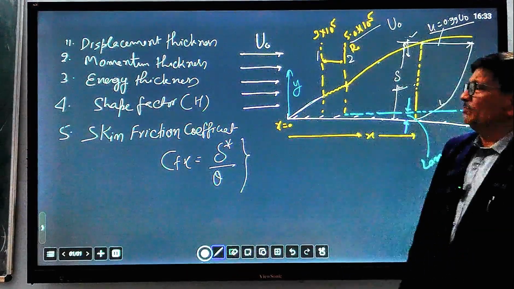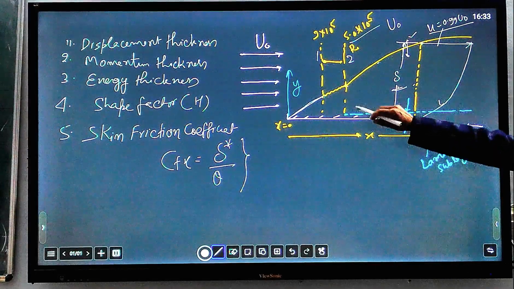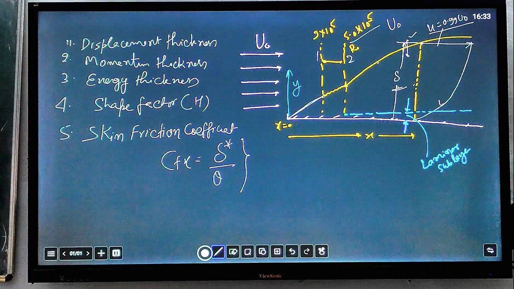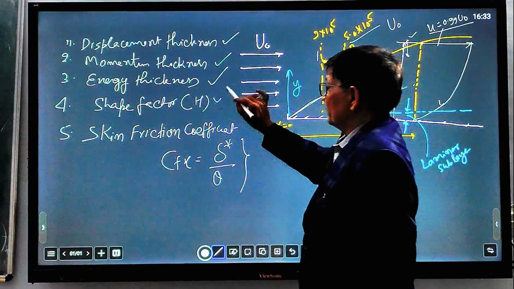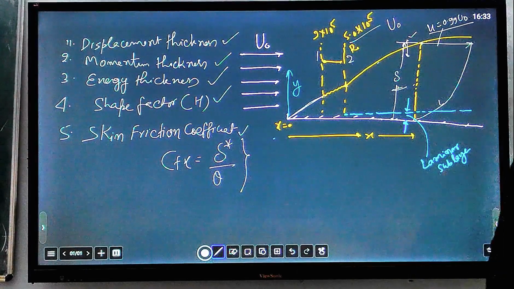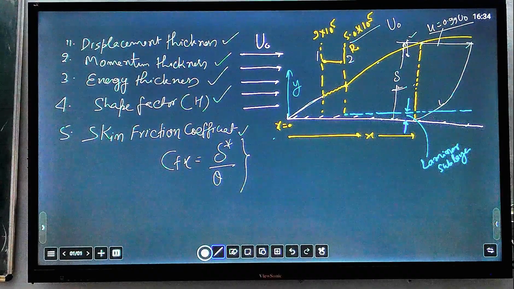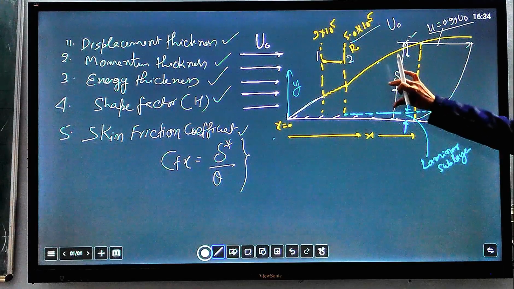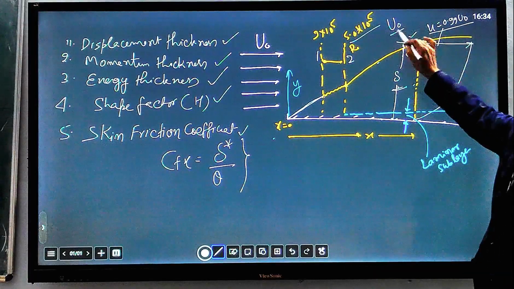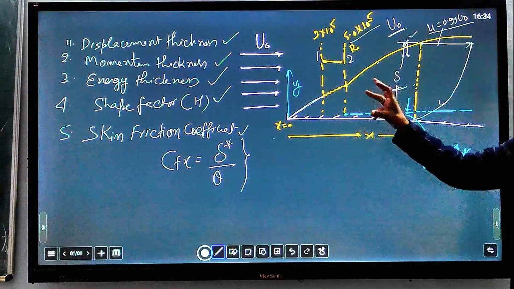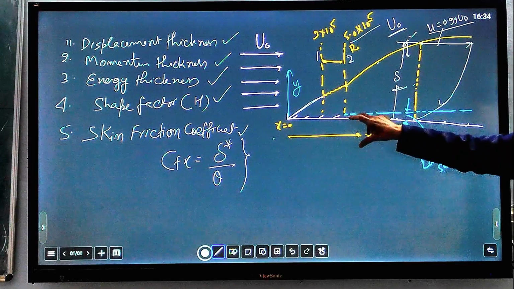All these parameters are an outcome of this boundary layer, meaning that the stagnated flow within this boundary layer causes displacement thickness, momentum thickness, energy thickness, shape factor and skin friction coefficient. So why displacement thickness? Because due to this boundary layer formation, fluid velocity within this boundary layer is stagnated, meaning below the natural velocity u naught. So the actual flow within this boundary layer is less than the flow would have been in absence of this surface.